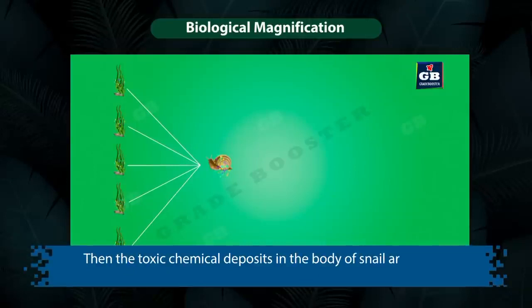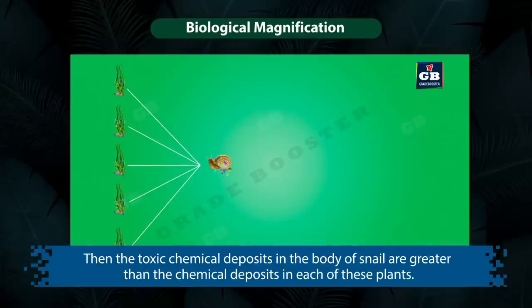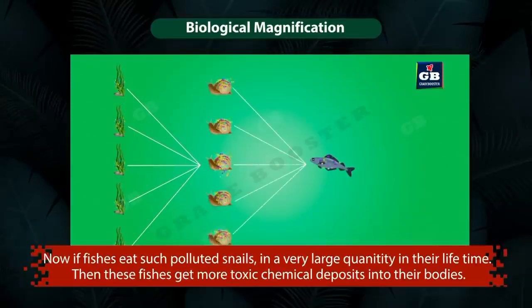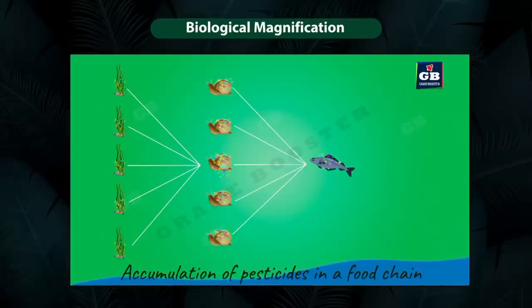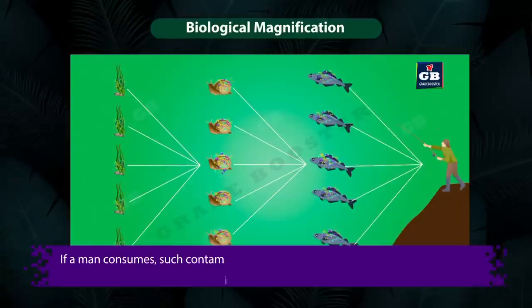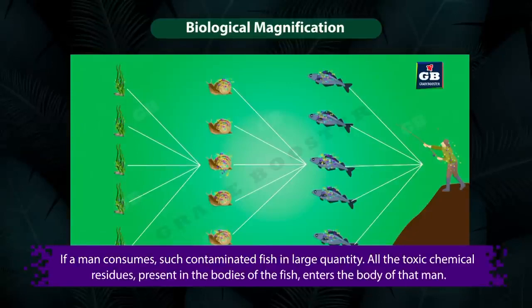Then the chemical deposits in the body of the snail are greater than the chemical deposit in each of these plants. Now, if fishes eat such polluted snails in a very large quantity in their lifetime, then these fishes get more toxic chemical deposits into their bodies. If we consider the next organism in this food chain is man, we know man usually stays at the top of the food chain. If a man consumes such contaminated fish in large quantity, all the toxic chemical residues present in the bodies of the fish enter the body of that man.